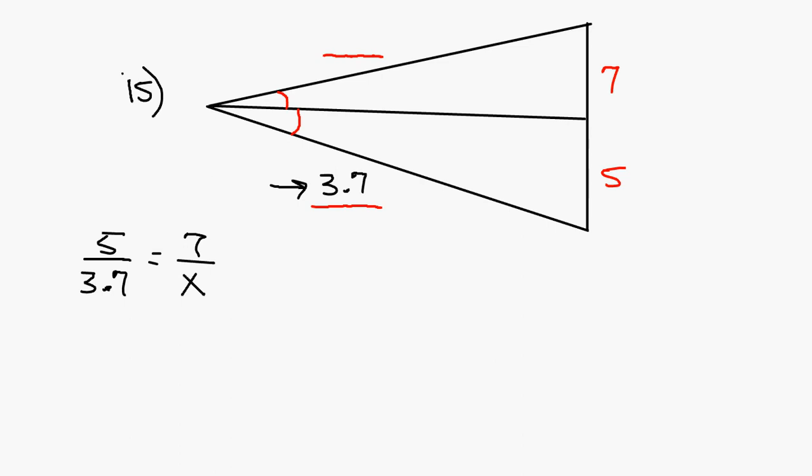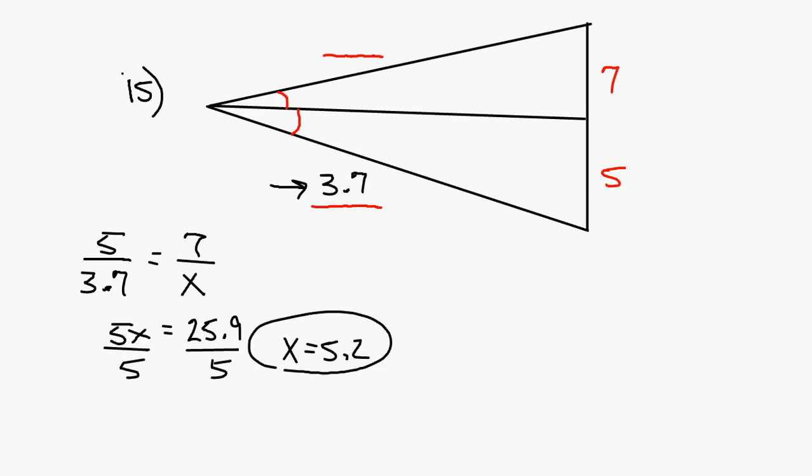Crisscross multiply. So 5x equals 3.7 times 7, 25.9. And then divide each side by 5. 5.1 or 5.2, right? So x in this case equals 5.2. So there's a possible value when the 3.7 is adjacent to the 5.